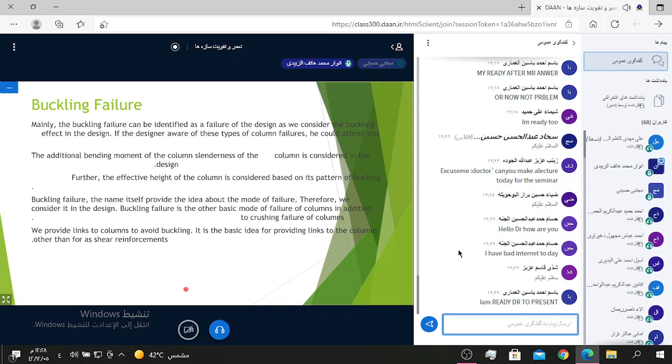Buckling failure. The name itself provides the idea about the mode of failure. We consider it in the design. Buckling failure is the other basic mode of failure of columns in addition to crushing failure of columns. We provide ties to the columns to avoid buckling. It is the basic idea for providing ties to the column other than as shear reinforcement.